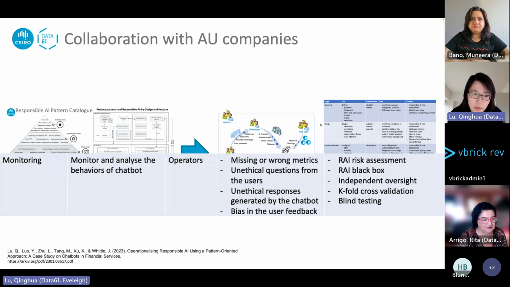For example, for the monitoring stage, we have identified there can be 4 types of risk, including missing or wrong metrics, unethical questions from the users, unethical responses generated by the chatbot, and biasing the user feedback. Then we also recommend 5 patterns to help them, so they can consider to use them in their development process.